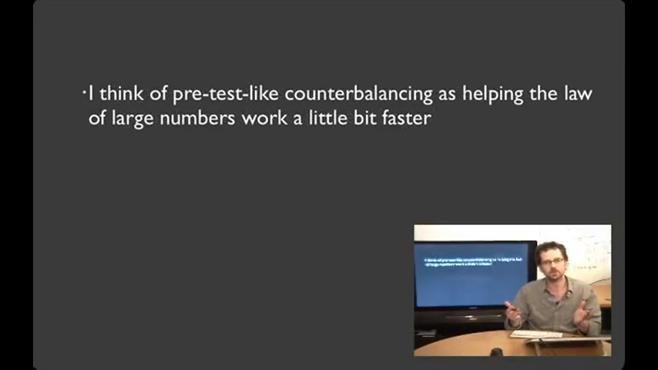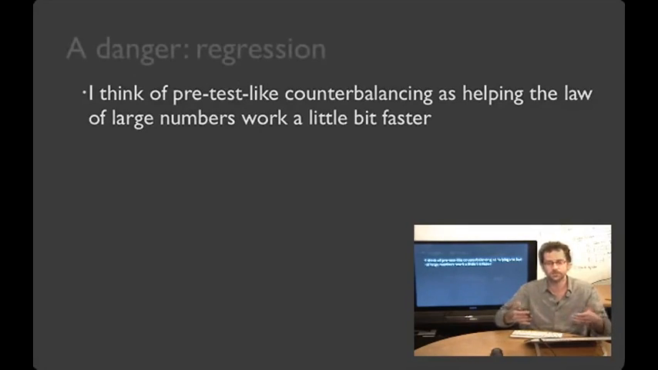There's lots of ways that you can do this kind of counterbalancing. In general, all of them are achieving the same thing, which is try and help the law of large numbers that you get in a between-subject study work a little bit faster.